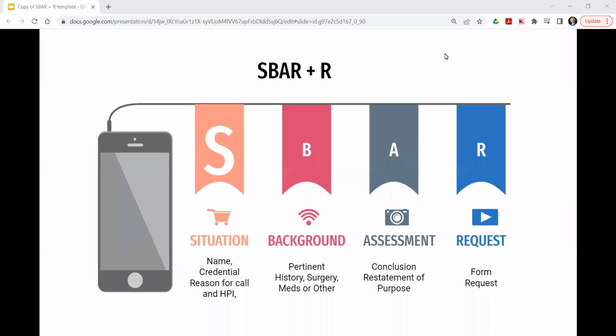Then you need to briefly state the problem. What is your concern or reason for a call? I'm calling because of deteriorating vital signs, and I'm concerned that my patient has, for example, internal bleeding. So stating the reason you call right up front is important because it helps to frame all the other information that you are providing.